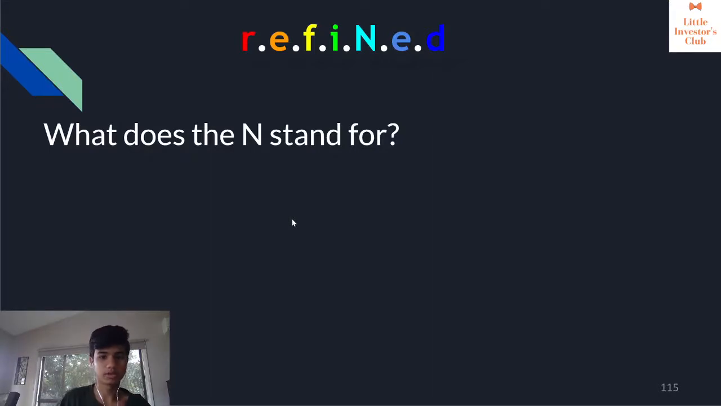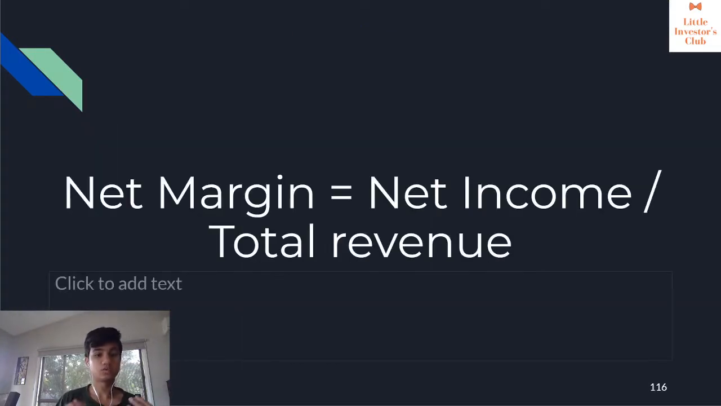Today we'll be looking at what the N stands for in REFINED and basically how it's calculated, what's a good net margin, what's a bad net margin, and what it means and what the value actually stands for. So the N in REFINED stands for net margin, which is calculated as the net income over the total revenue.